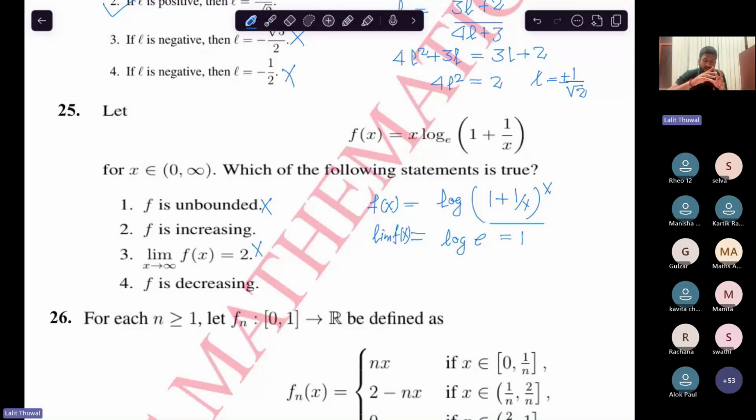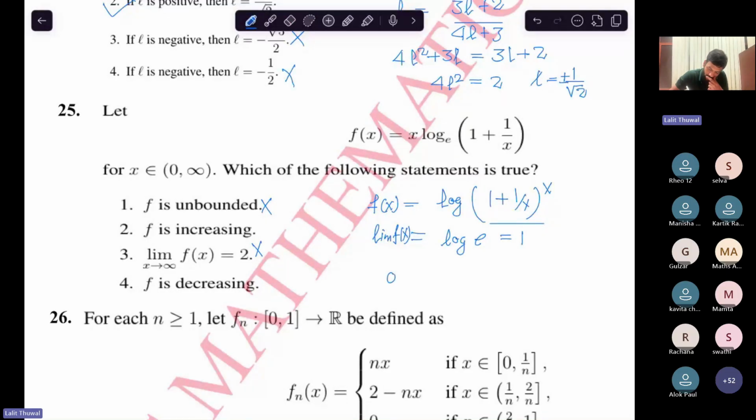Okay. So there are two ways. Either you can differentiate it and see what its derivative is: is it always greater than 0, equal to 0, or less than or equal to 0? Or there is another way: pick random 2 points. So what point is easy to pick? I think at 0, it gives 0 value, right?